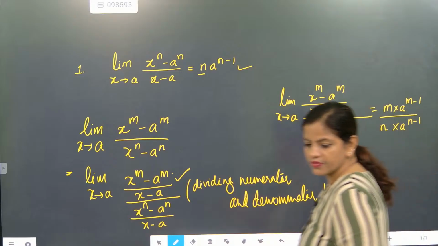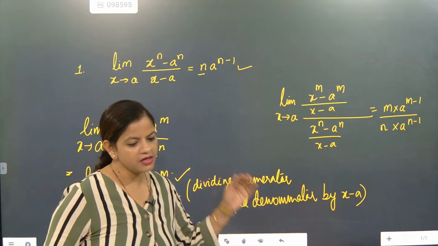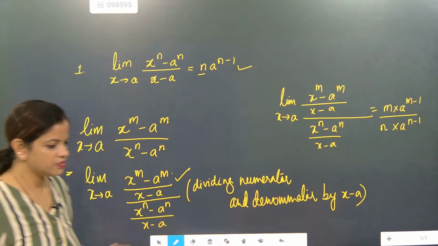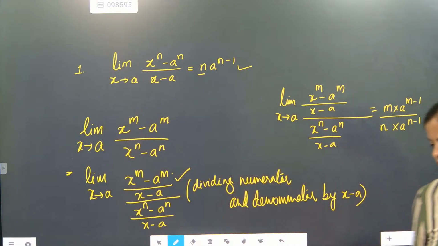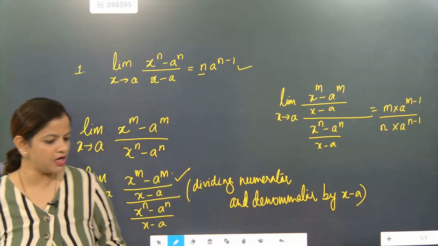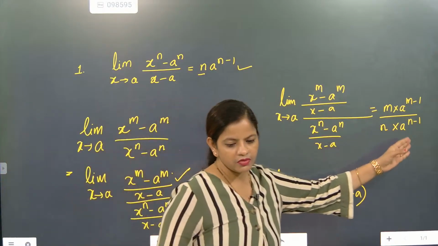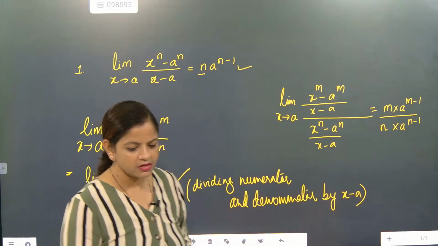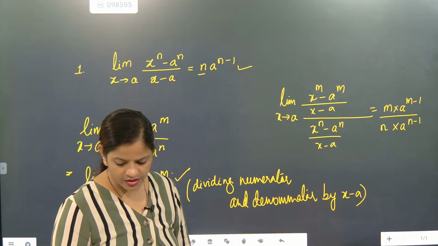So this will become the formula: m into a to the power m minus 1 by n into a to the power n minus 1. This is the formula with which we are solving the question. I hope you might have understood this one.